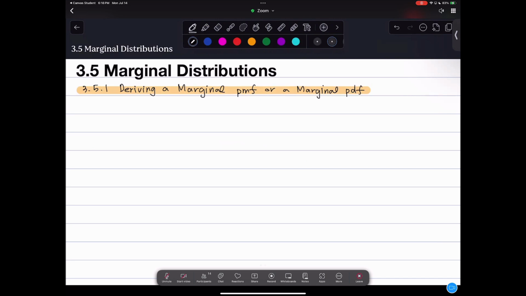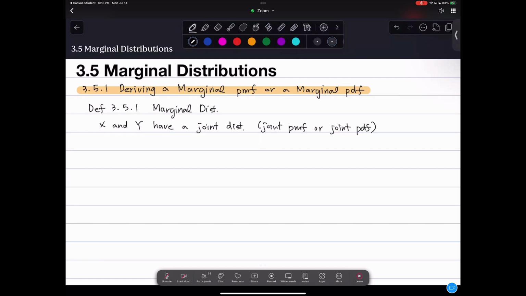All right, let's start from the marginal. It's coming from the joint. Let's get the definition, 3.5.1. It's a marginal distribution. So it starts from the joint. You have a joint distribution. So you have x and y, and they have a joint distribution. Joint distribution means it can be a joint PMF if x and y are both discrete, or it can be a joint PDF when they're continuous.